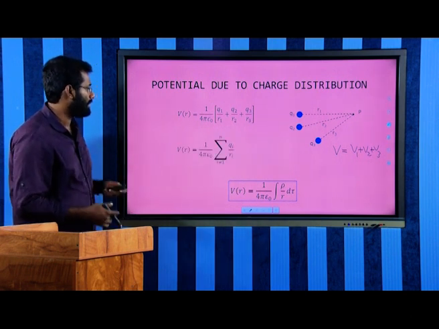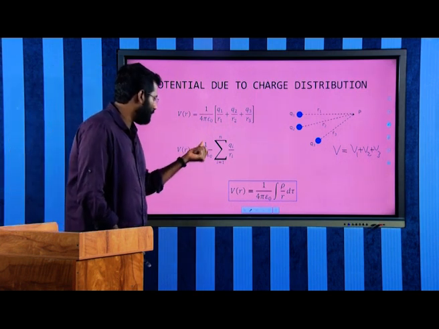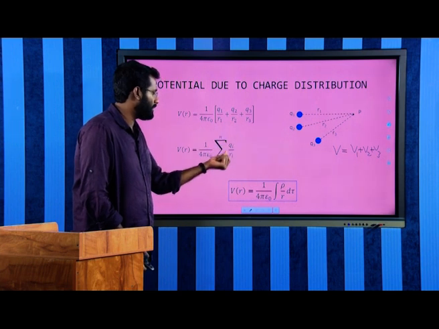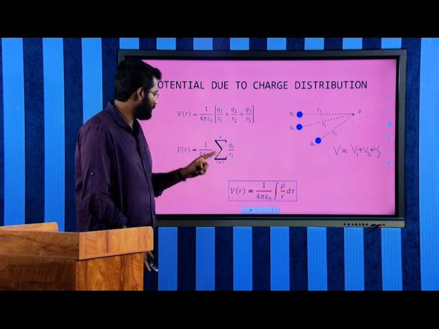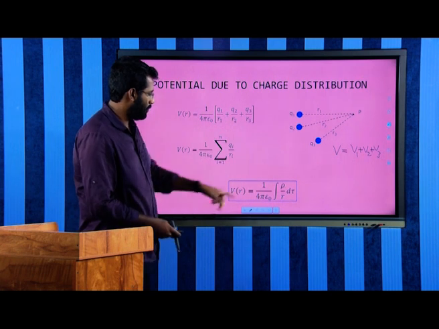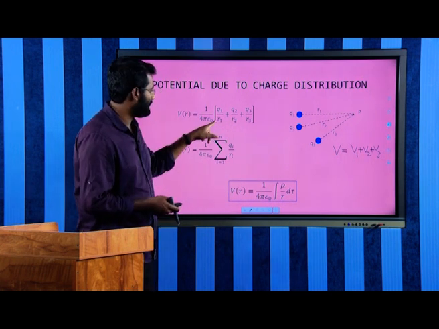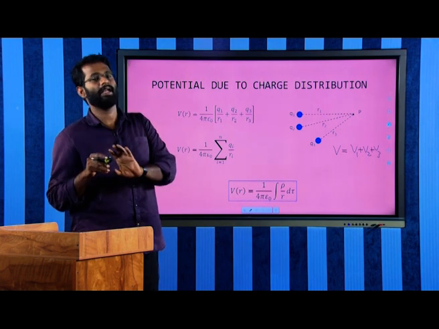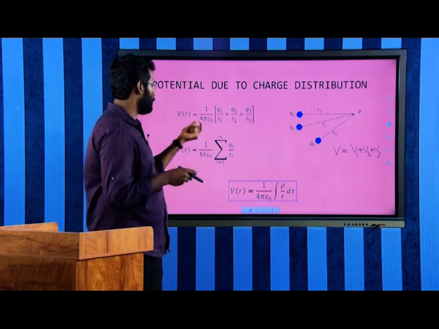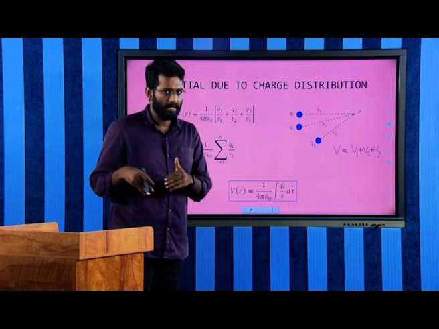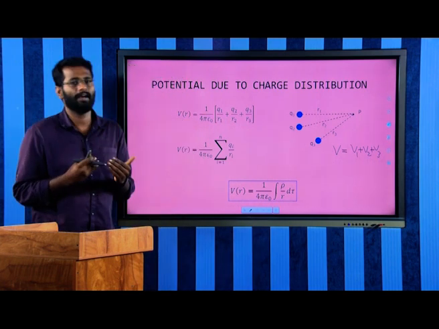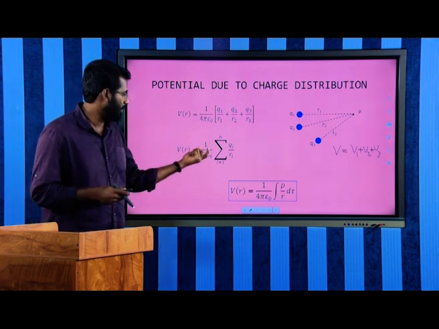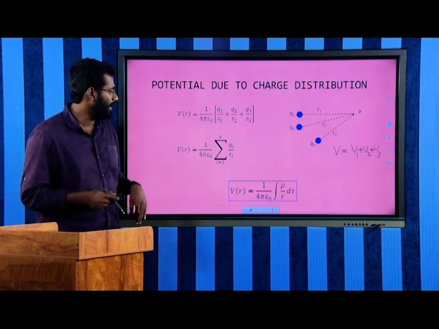In summation notation, we can write it as 1 by 4 pi epsilon 0 summation over i is equal to 1 to n qi by ri. Note that the potential depends only on 1 by r. There is no 1 by r square relation. The 1 by r square dependence is for electric field, and for potential it is simply 1 by r. That means potential does not fall as fast as the electric field. So V of r is equal to 1 by 4 pi epsilon 0 summation qi by ri.